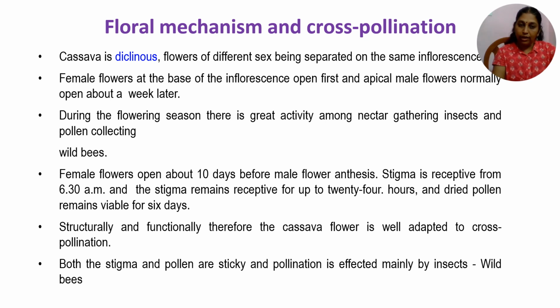So coming to the floral biology of cassava. Cassava is diclinous in nature. Both the male and female flowers are separated on the same inflorescence, the female flowers at the base and the male flowers in the apex. During the flowering season, protogyny exists. The female flowers will mature or open early, 1 or 2 weeks before the male flowers.